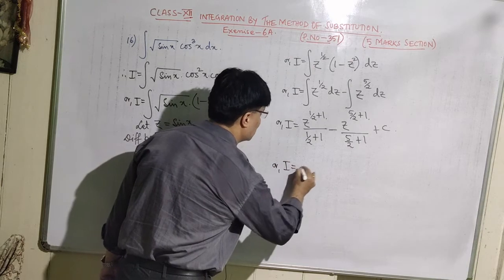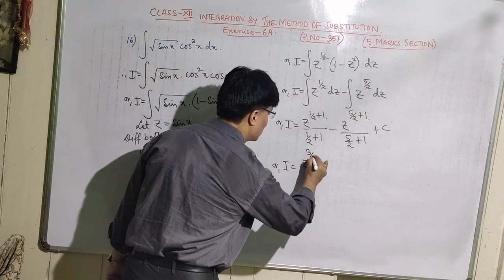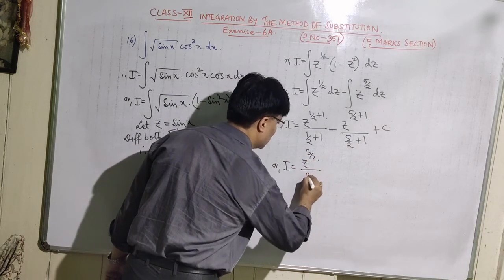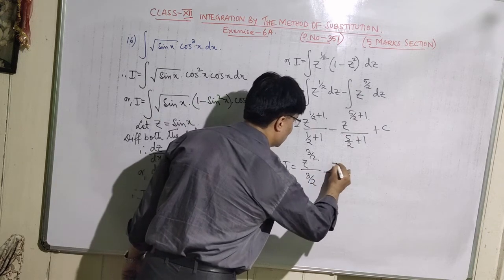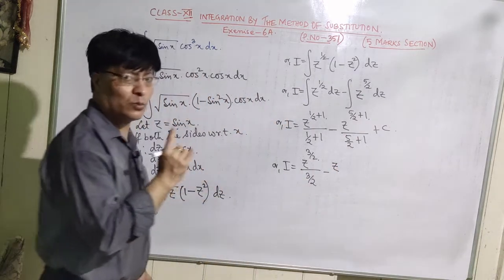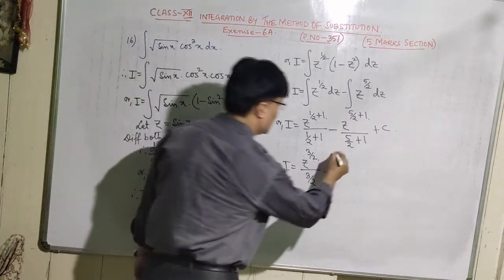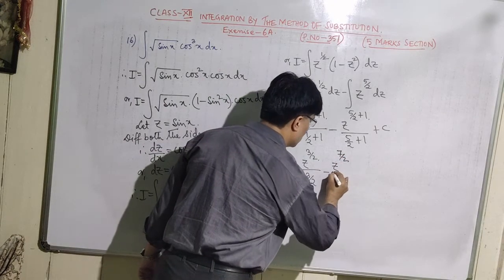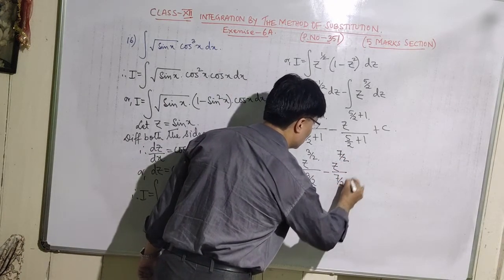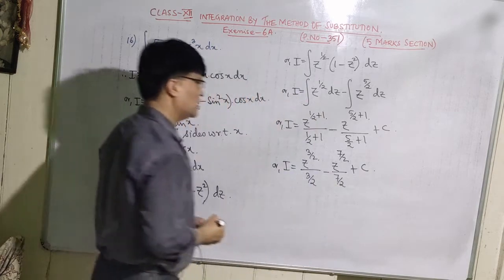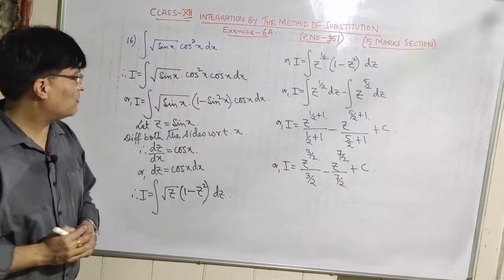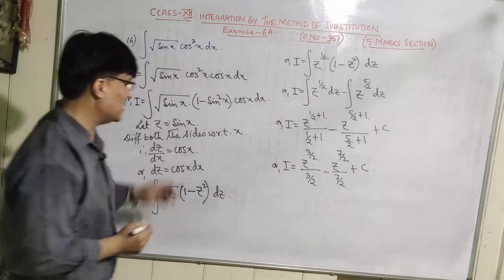Or I is equal to, now this is z to the power half plus 1 is 3 by 2, divided by 3 by 2 minus z to the power, what is 5 by 2 plus 1? It is 7 by 2, divided by, this is also 7 by 2, plus c. But you have to put the value for z. What is z actually? It is sin x.